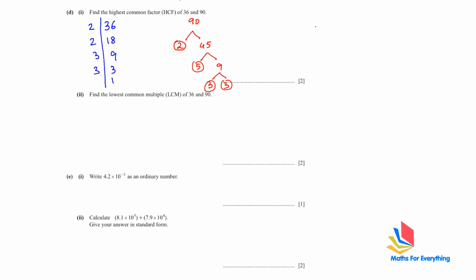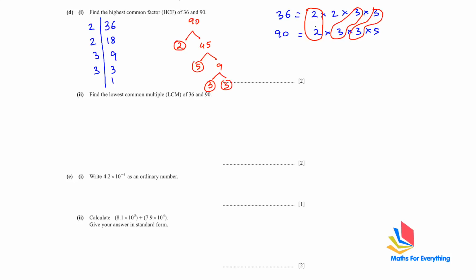Now write it in a line. 36 is equal to 2 times 2 times 3 times 3. And 90 is equal to 2 times 3 times 3 times 5. If you're not sure of your answer and you want to check, multiply these numbers, it should give you 36. Multiply these and it should give you 90. After this step, circle the common numbers in 36 and 90. 2 is common and 3 is common. There's another 3 which is in 90 and 36.